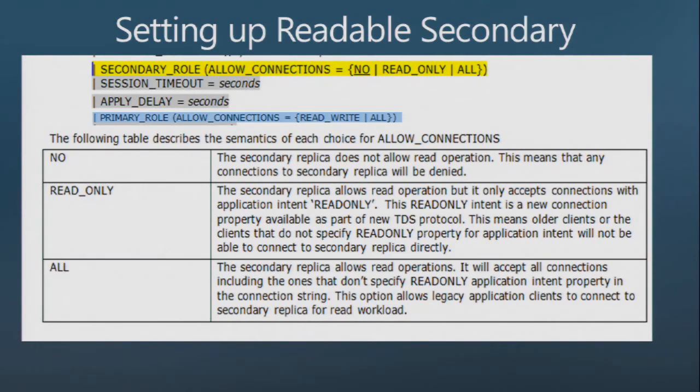But if you had an older client, older clients do not have this new read-only property. If they need to connect, then you have to configure your readable secondary with the option all. In that case, you can have any client connection with any lower version of TDS connect, and it will be able to run the reporting workload. Now the challenge is, even if you connect a read-write workload to a readable secondary, it will allow that, but of course when you do the first DML or DDL operation, it will fail. So that's a key benefit.